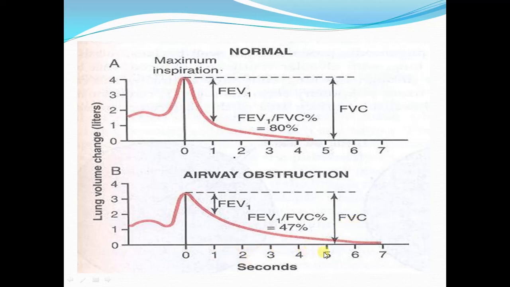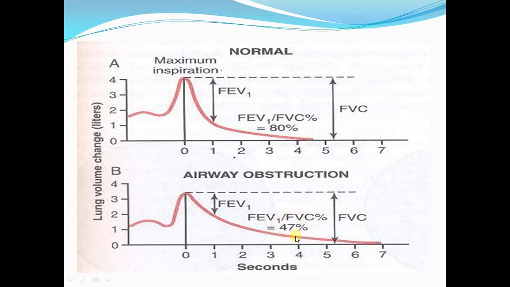Why does it take more time? Because of airway obstruction, which leads to increased airway resistance. There is difficulty in the flow of air during expiration. Due to this, the volume of air which is exhaled in the first second is markedly reduced. You can compare it with the normal person. FEV1 is markedly reduced, while there is a slight decrease in FVC. Because of this, the ratio is decreased markedly. It may be as low as 47%.